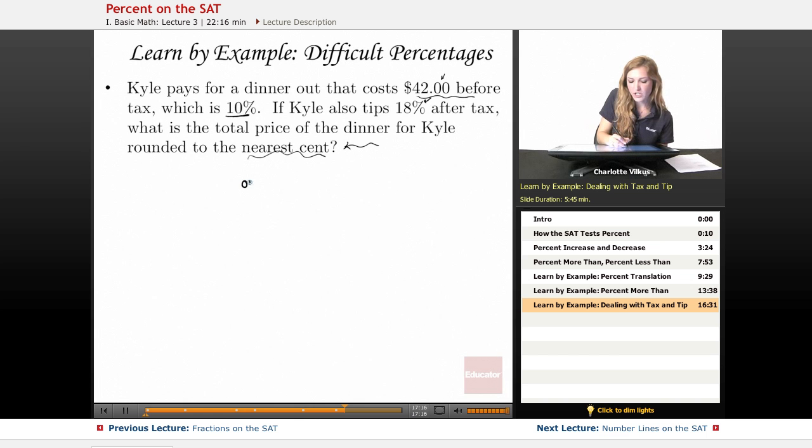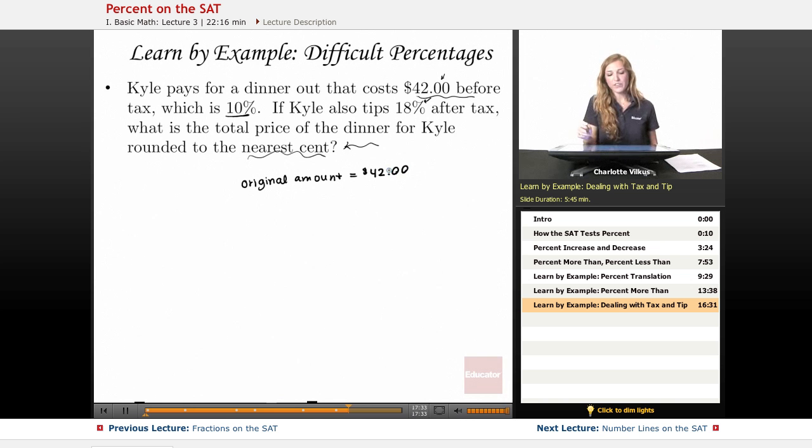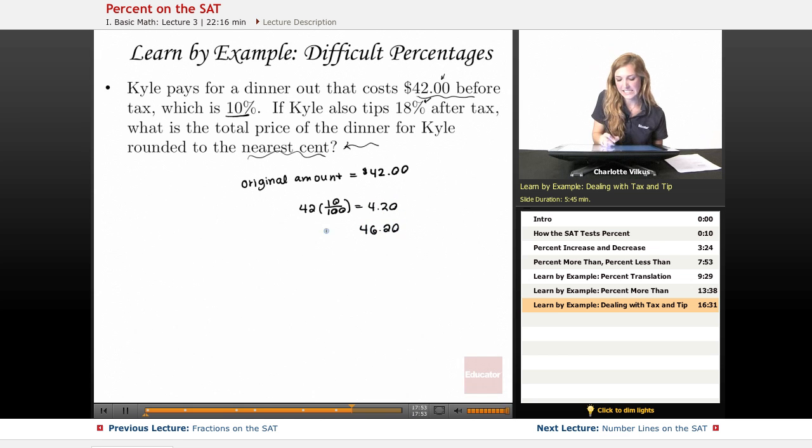So our original amount, or our original cost, is going to be $42. Now, with this problem, we can really solve it a few different ways. So we could figure out the amount that the tax is going to be, which is going to be 42 times 10%, and then add that to our original. So here we'd have $4.20. If we added it to our original, we'd get $46.20 as being our after-tax amount.